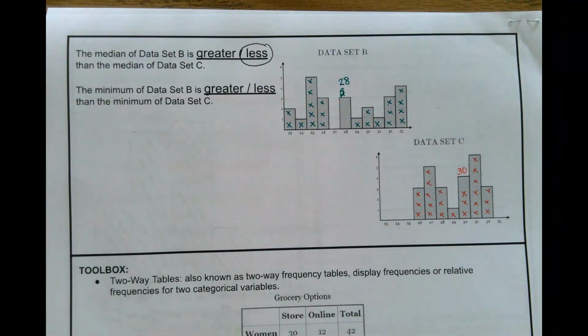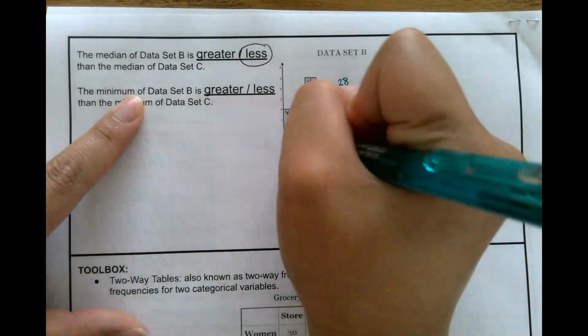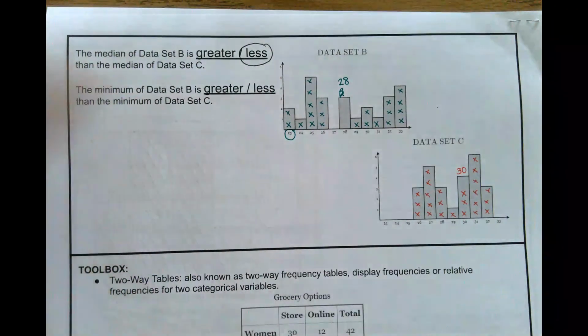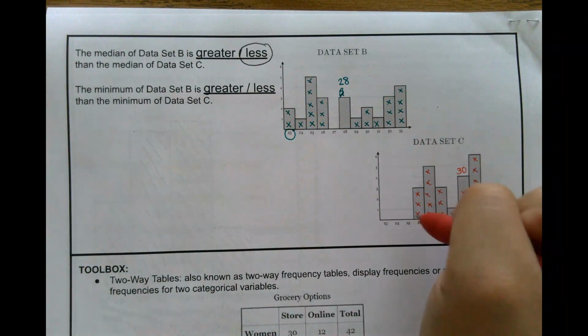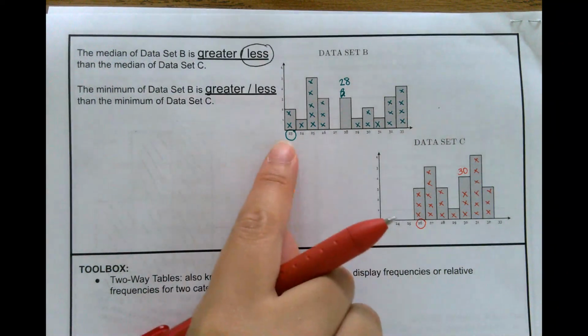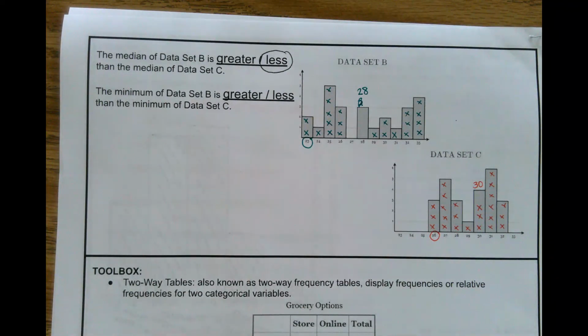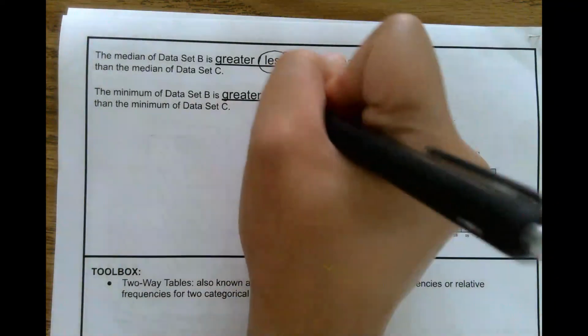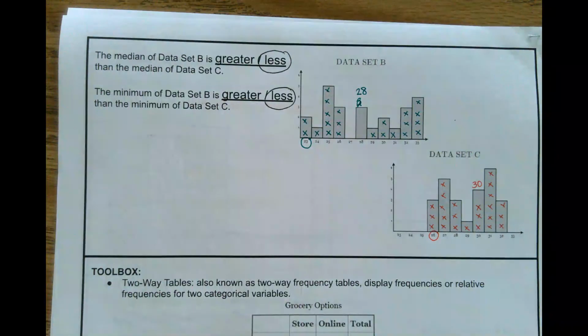data set C. Okay, then we're comparing minimum here. So minimum of data set B is here at 23. Minimum of data set C is here at 26. So if we compare, 23 is less than 26. So the minimum from data set B is less than the minimum of data set C.